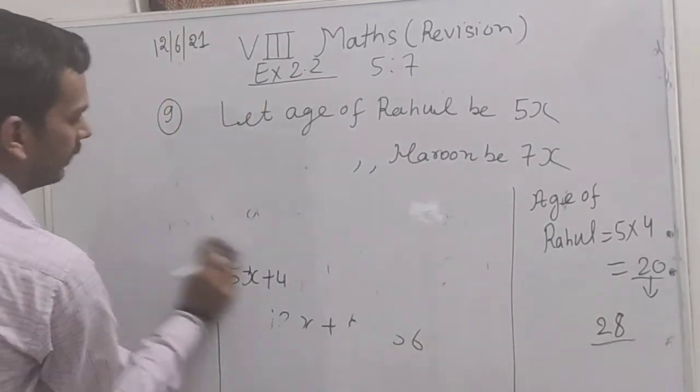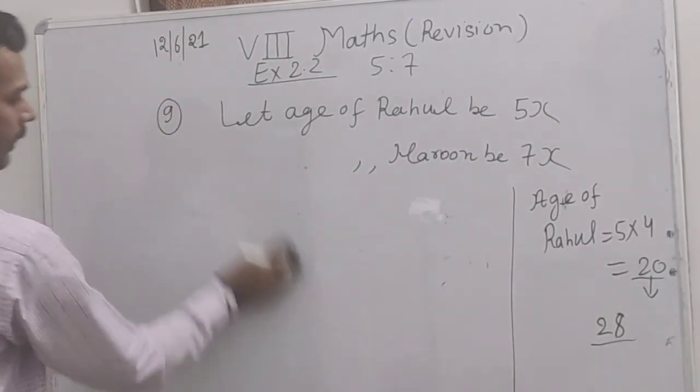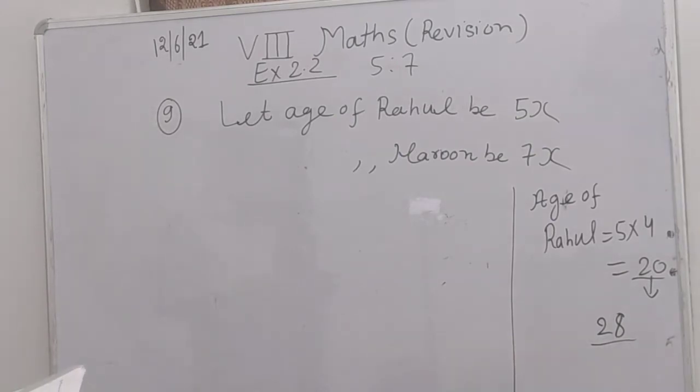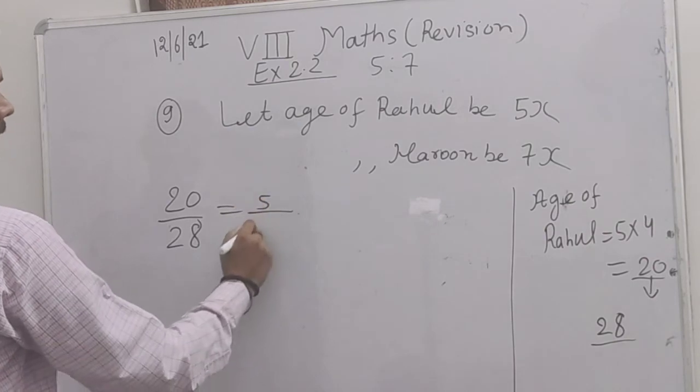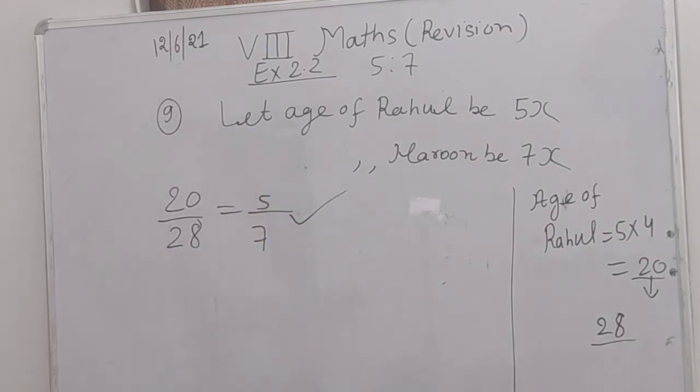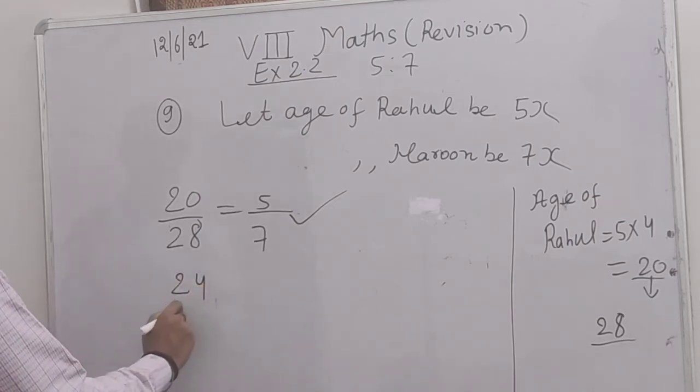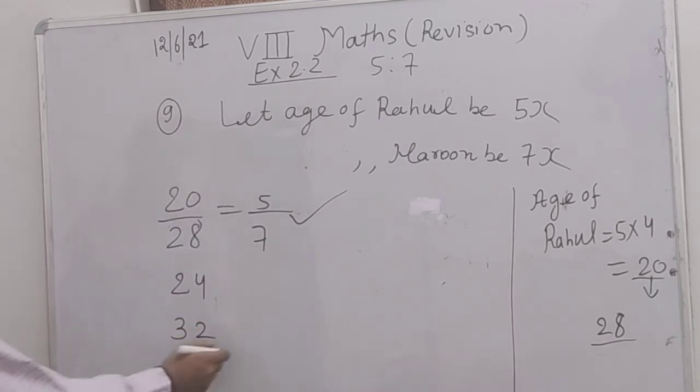So how will we verify this answer? See, the ratio is 20 upon 28: 4 fives are 20 and 4 sevens are 28. The first condition is true. And 4 years later means 20 plus 4 is 24, and 28 plus 4 is 32. The sum of their ages will be 56. See, it is true. So in this way, we have done this question.